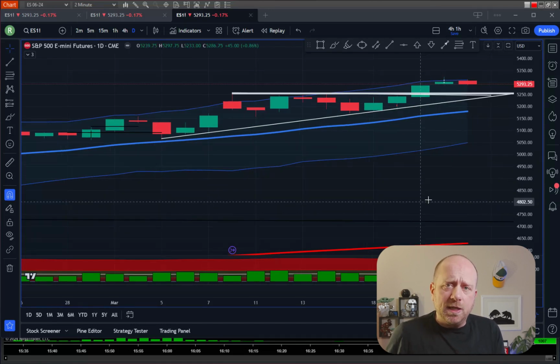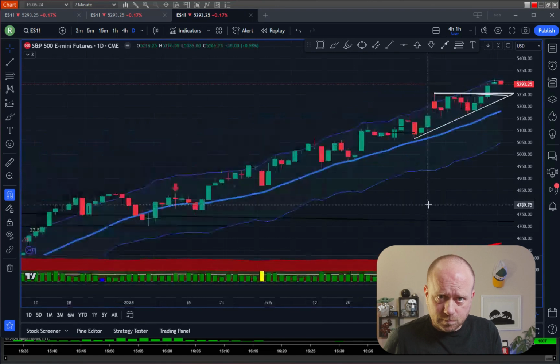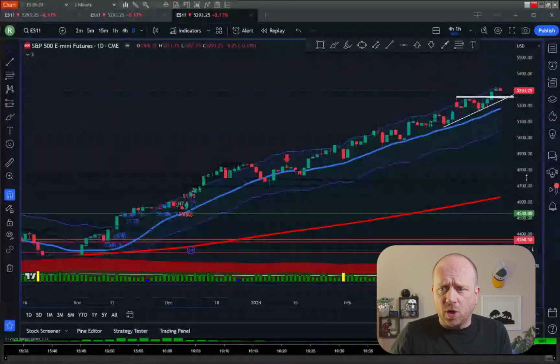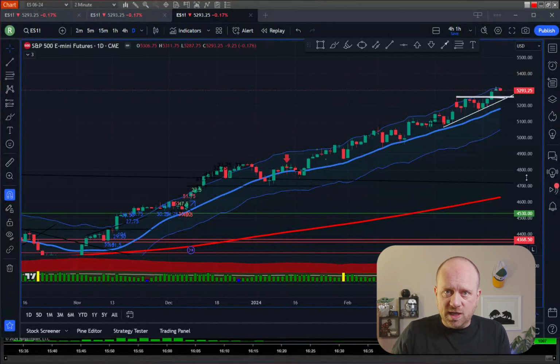So it would be foolish of us to think that we're just going to call the top of a market because we see a red bar. It's not how this works. We are nowhere near a sell-off.